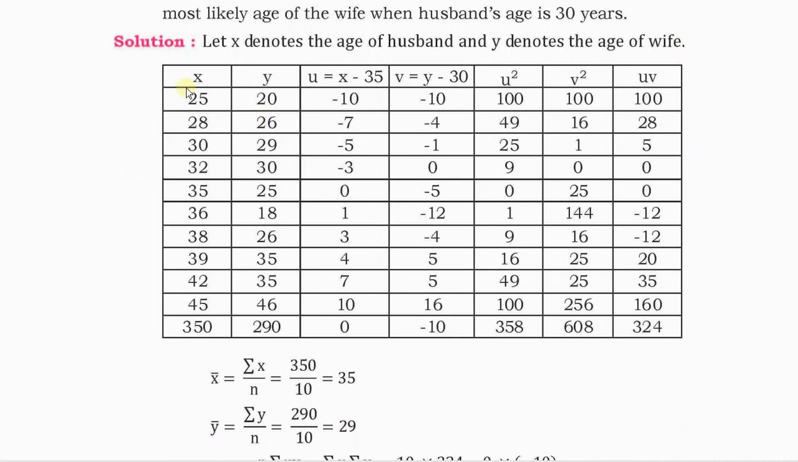These are the given values of x, and again they have taken the u and v values. Since the values are bigger here, they have taken u equal to x minus 35. Every x value has been subtracted from 35, and every y value has been subtracted from 30. So the results are minus 10, minus 7, minus 5, minus 3, 0, 1, 3, 4, 7 and 10, which totals to 0.